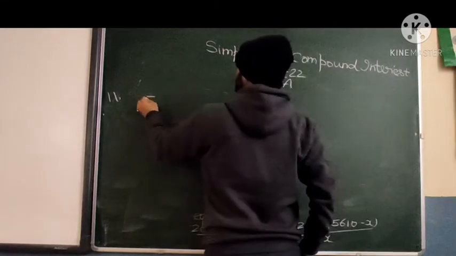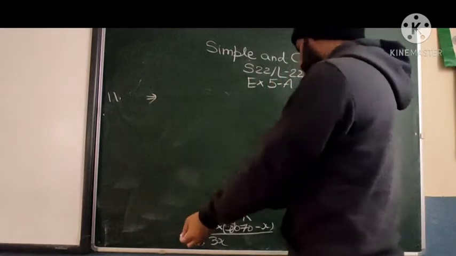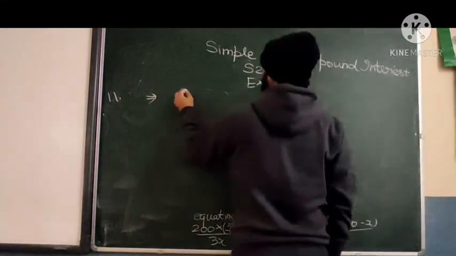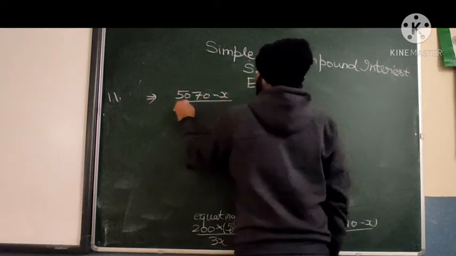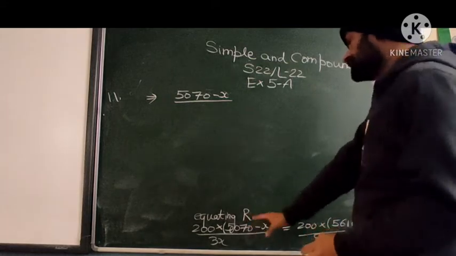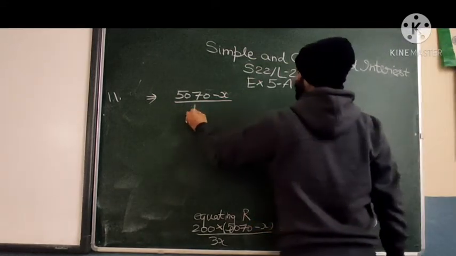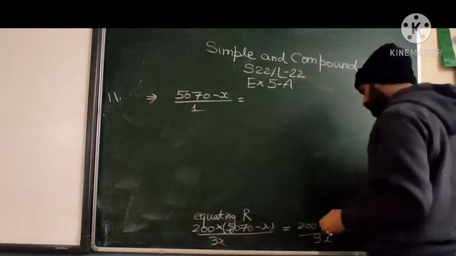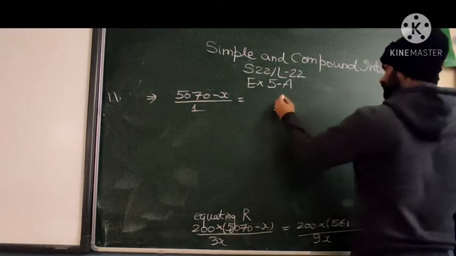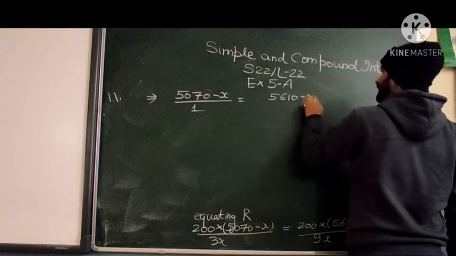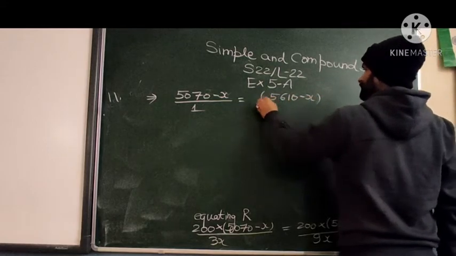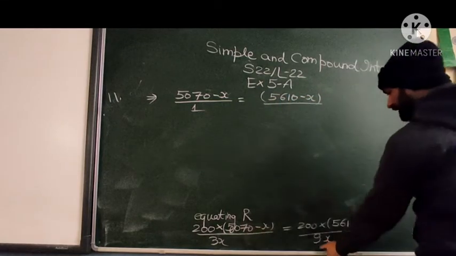This implies that, cancelling the quoted terms, what is it? 5070 minus x upon... now see, 3x is gone, so upon 1 it will be 2. 5610 minus x upon 3x, how many times?